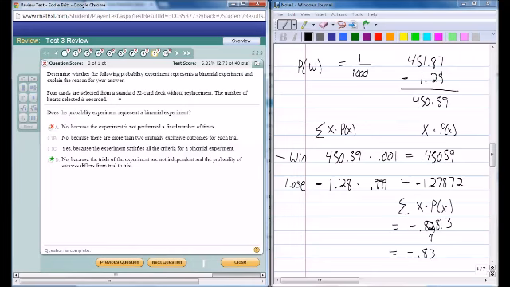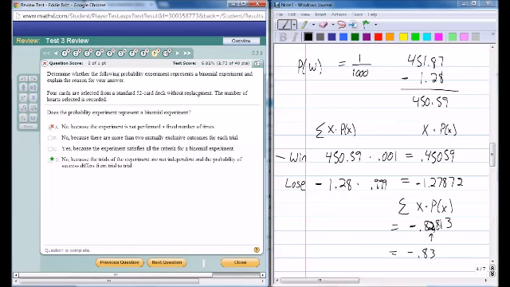Right. 4 cards are selected from a standard 52 card deck without replacement. Okay, so you pick one, and then you don't replace it, so then you'll have 51 left, and you pick another, and then you have 50 left, you pick another, you have 49 left, you pick another, like that. Alright, the number of hearts selected is recorded. Does the probability experiment result in a binomial experiment? Well, the success or failure is going to be whether you get a heart or whether you don't get a heart.